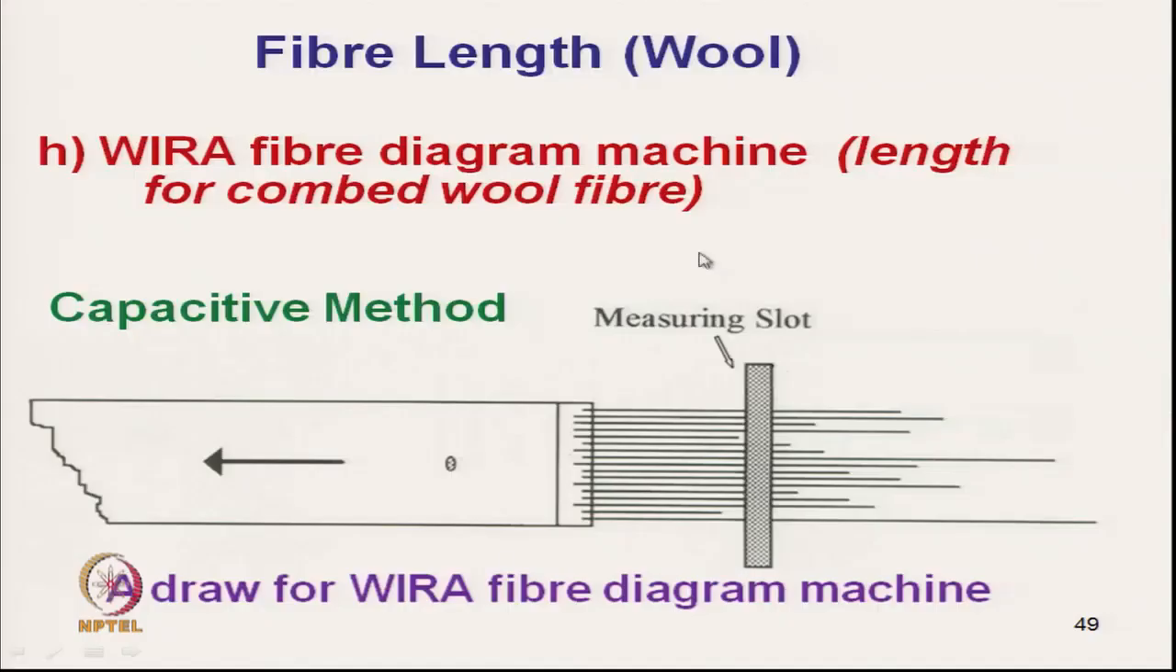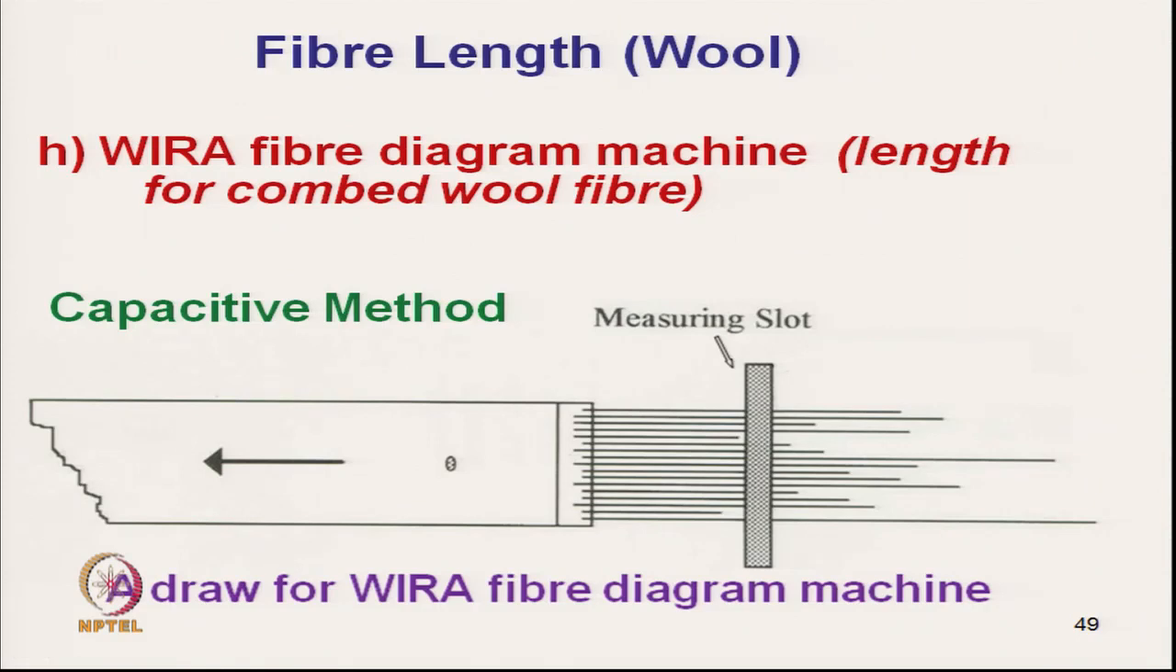So, wool fiber length is measured in two different ways. One is the Wira fiber diagram machine, and it works on the capacitive principle, okay. And length is measured here after the removal of grease content, okay. So, it is measured for combed wool fiber.